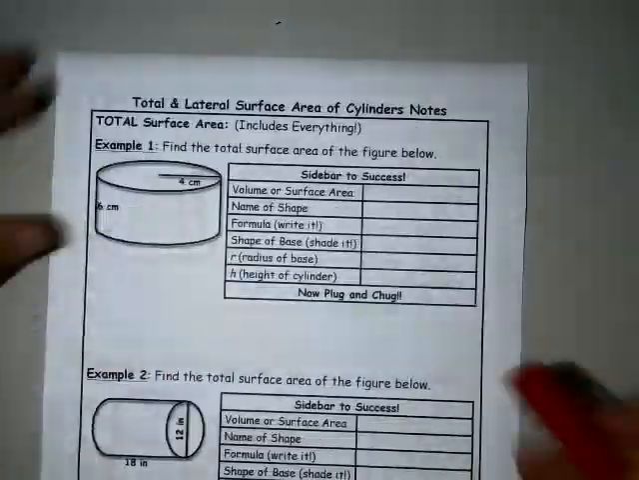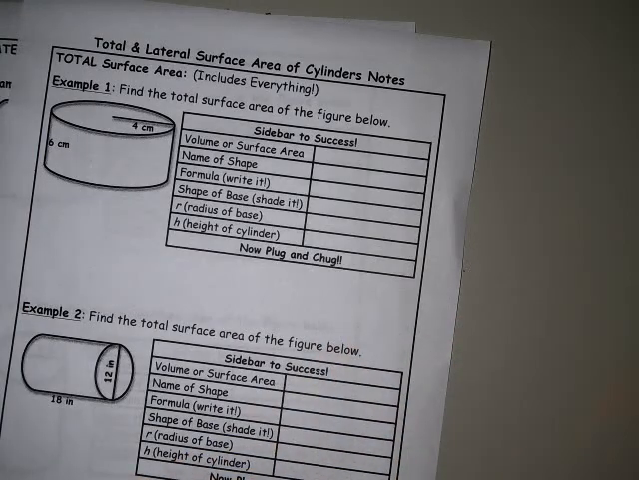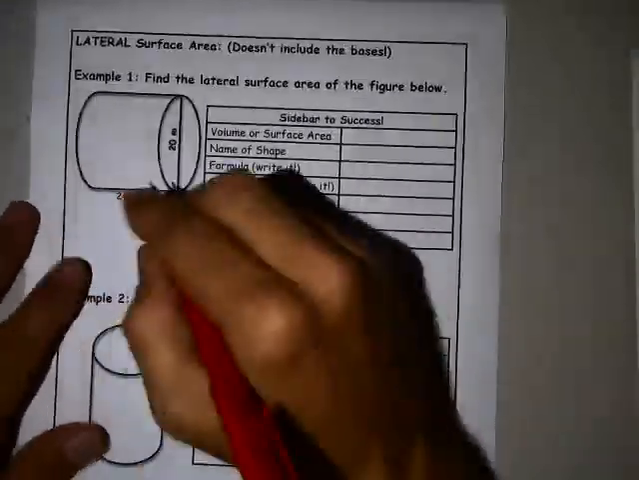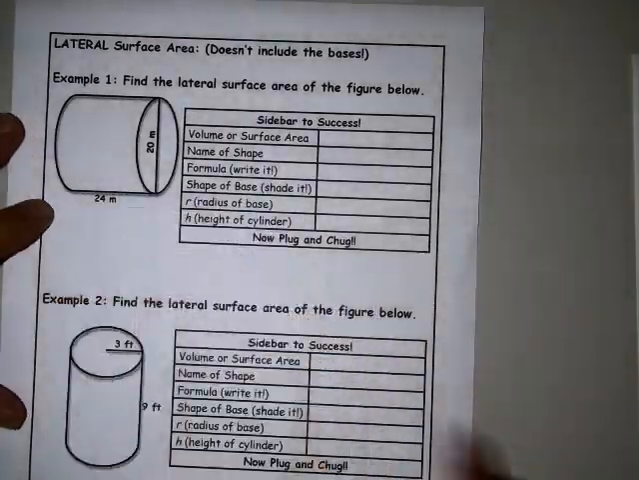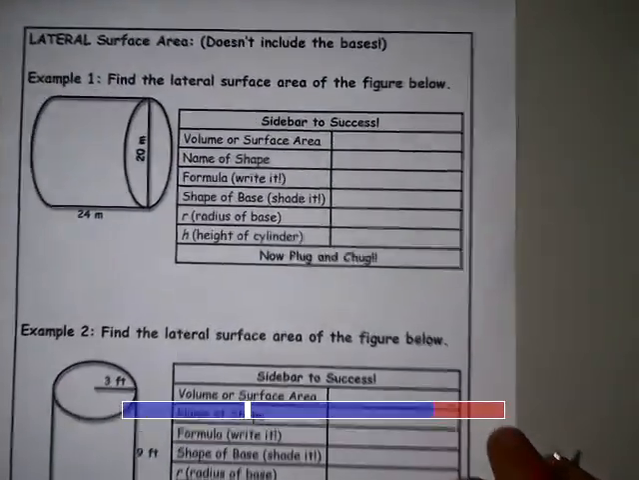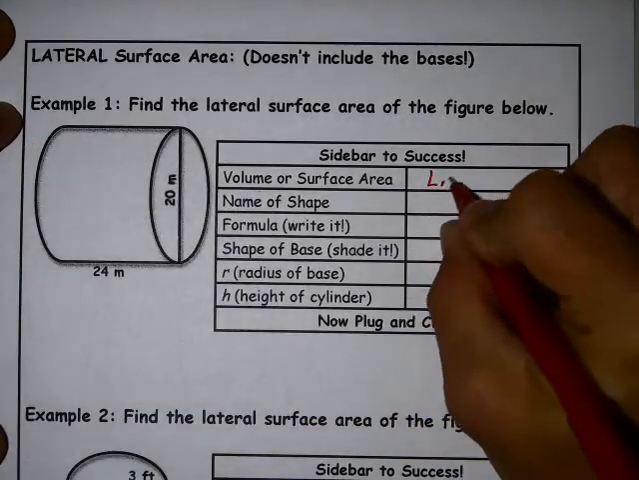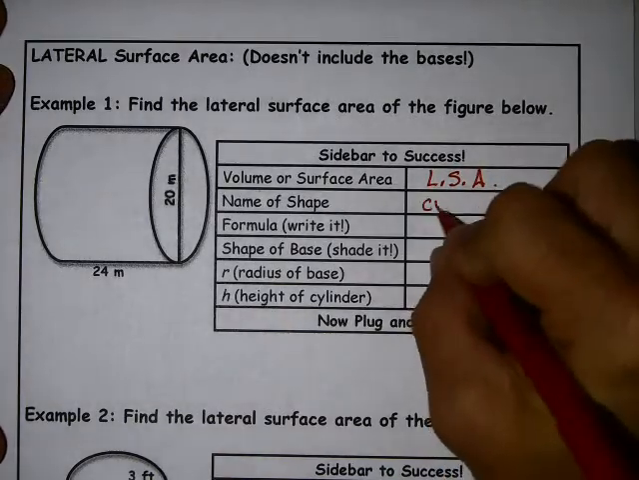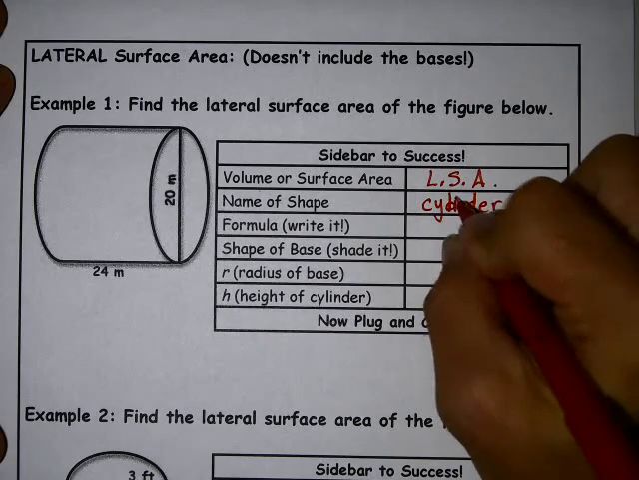So let's look at our formulas on our notes page here. And just like we did with the other shapes that were similar to this, we started off with lateral surface area. So what you want to do is turn over, and we're going to start with lateral surface area, which is this shape here. So we're going to zoom in a little bit so we get started, and we're going to start off with our basics. We're doing surface area, but we're doing lateral surface area, LSA. The name of the shape, you all know this is a cylinder.